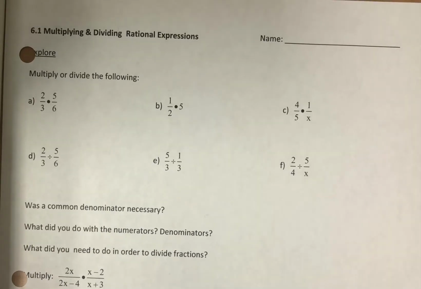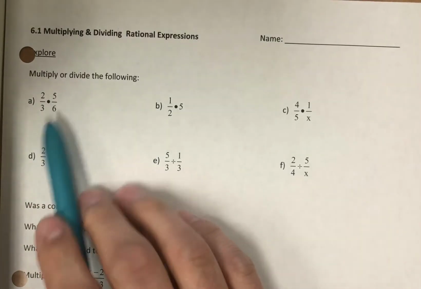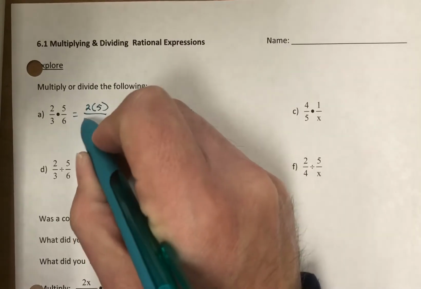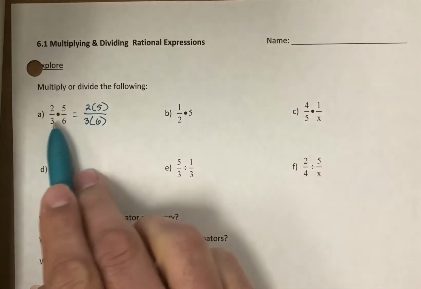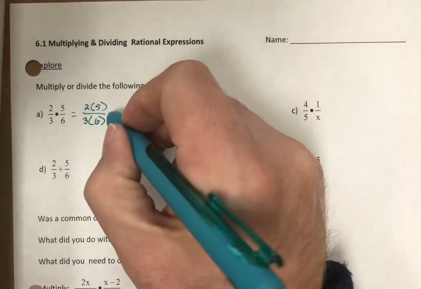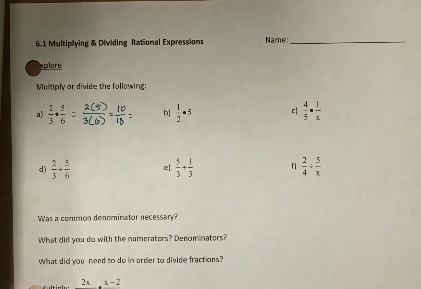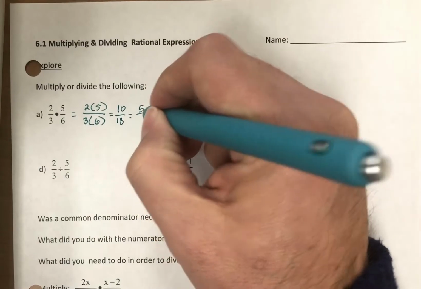So to refresh our memory, when we multiply, all we are doing is multiplying across the top and across the bottom. This is what it looks like. This gives me an answer of 10 over 18, and then I can simplify that to 5 over 9.